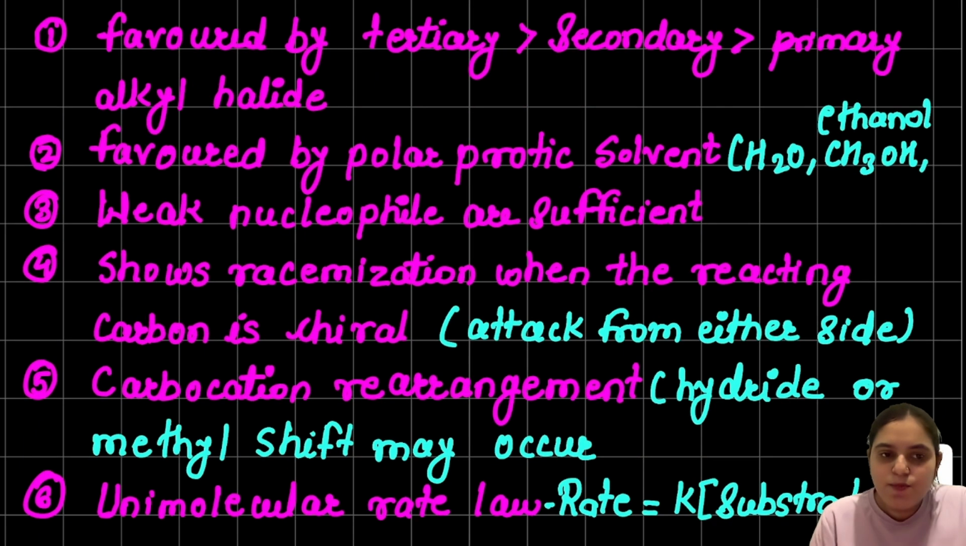Sixth point is the unimolecular rate law. The SN1 reaction follows the first order rate law because the slow rate determining step involves only the substrate. That's why it is a unimolecular reaction. The rate equation is rate equals k times substrate, where substrate means R-Lg, that is the alkyl halide in the SN1 reaction. So this is all about the SN1 reaction.